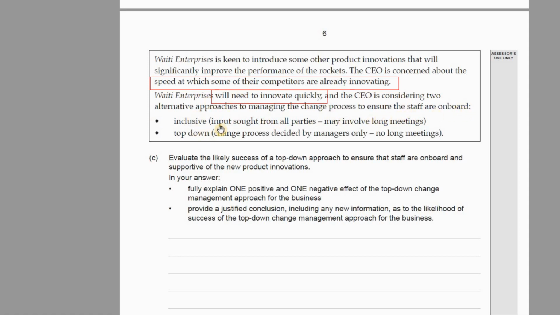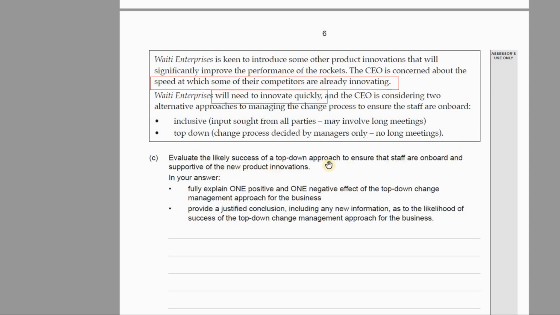So they can do an inclusive process. That's going to get input from all parties, from all sort of staff in the business, but it may involve some long meetings. Or a top-down process: the change process is only decided on by the managers, which is going to mean no long meetings. Okay, some important info in there.